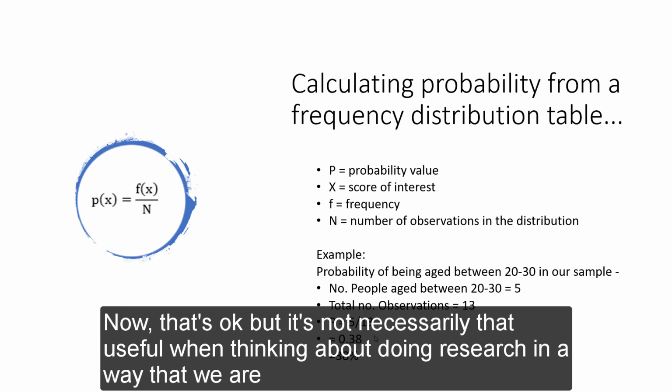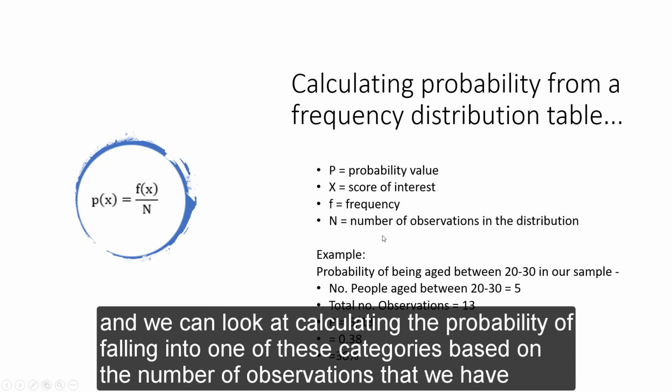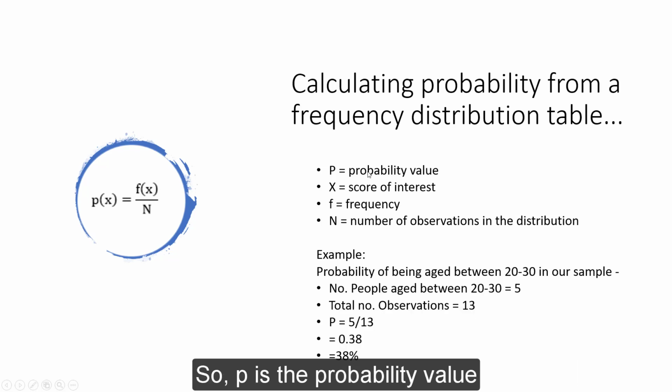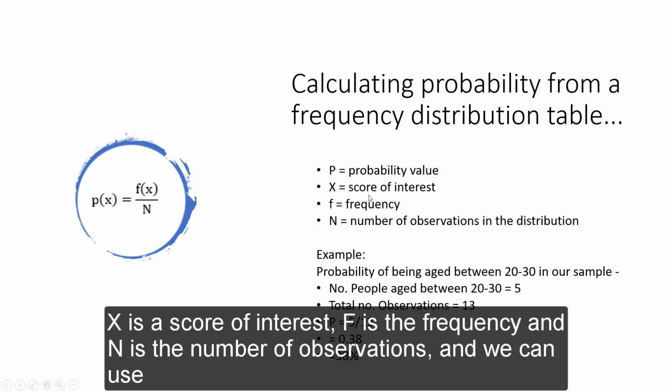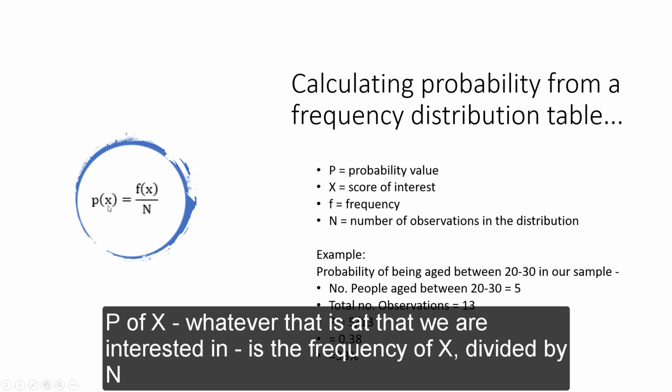Now, that's okay, but it's not necessarily that useful when we're thinking about doing research in the way that we are. One of the things that we can do is build on the frequency distribution table that we created before, and calculate the probability of falling into one of those categories based on the number of observations that we have. So P is the probability value, X is a score of interest, F is a frequency, and N is the number of observations. We can use this formula: P of X, whatever we're interested in, is the frequency of X divided by N.